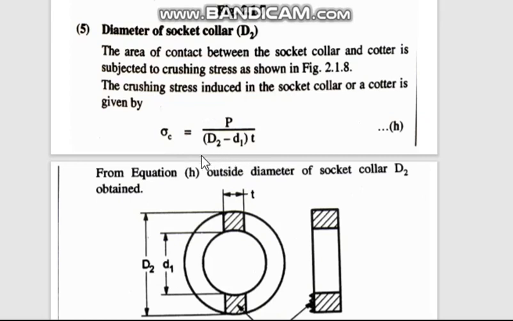Now because it is crushing stress, sigma C will be load upon area. Load is P and area is (D2 minus d1) into t. So from this what are you finding? t, d1, P will be given in the problem, sigma C also will be given. So the only unknown is D2. From here you can find out D2.